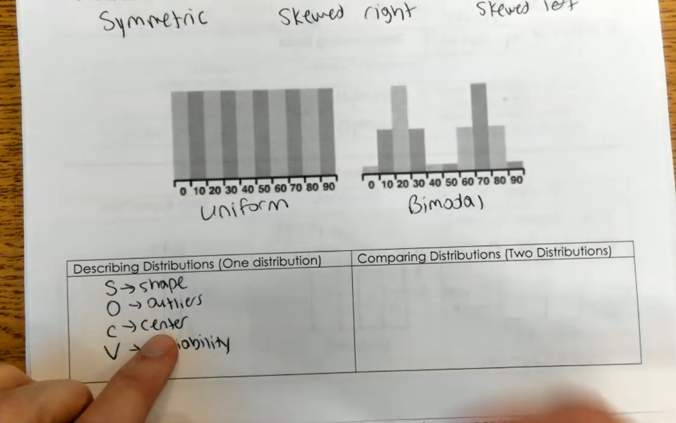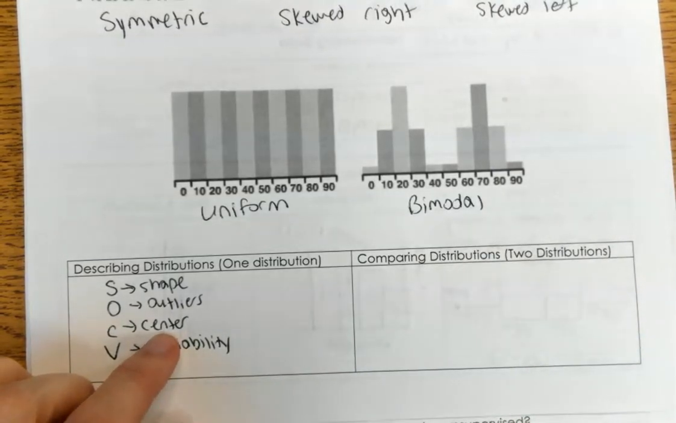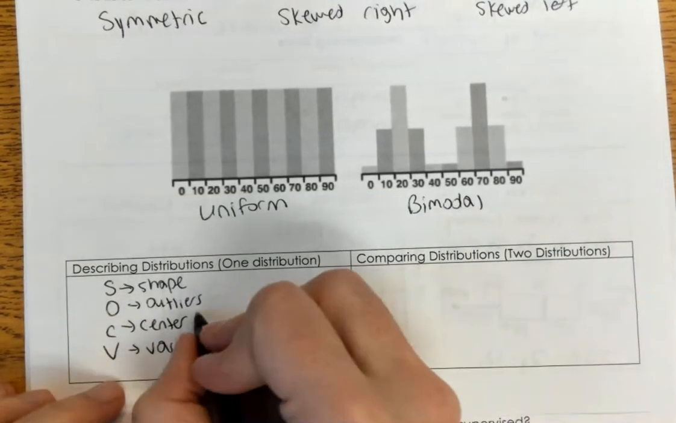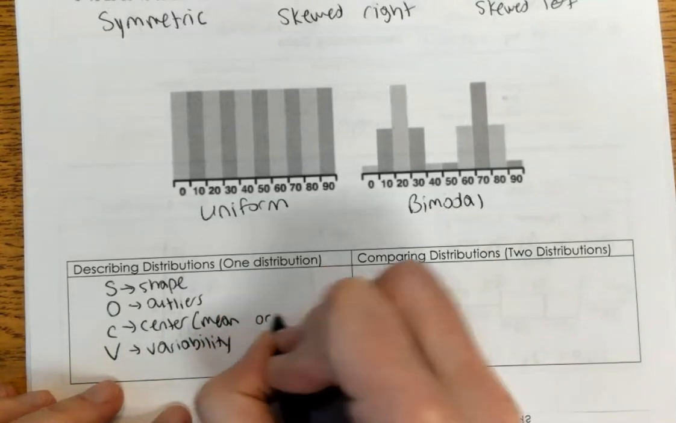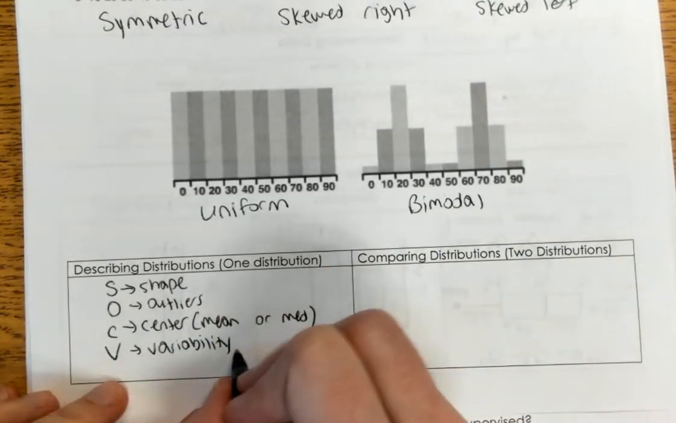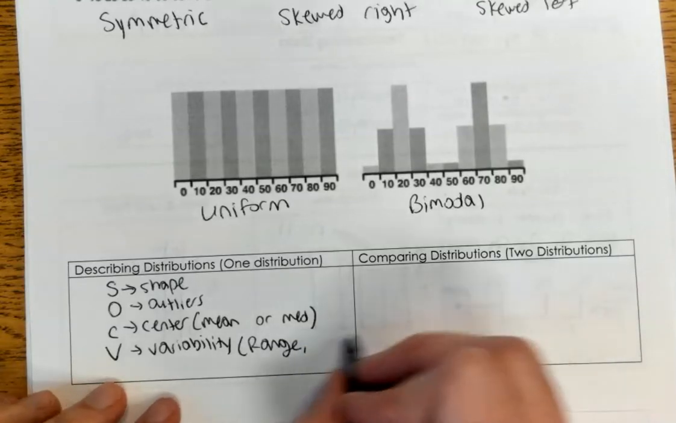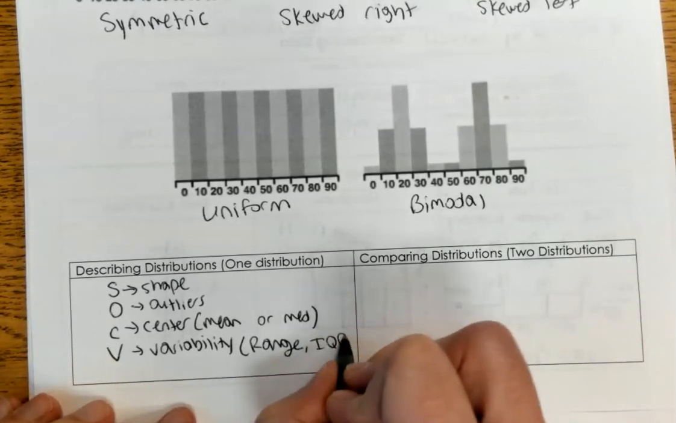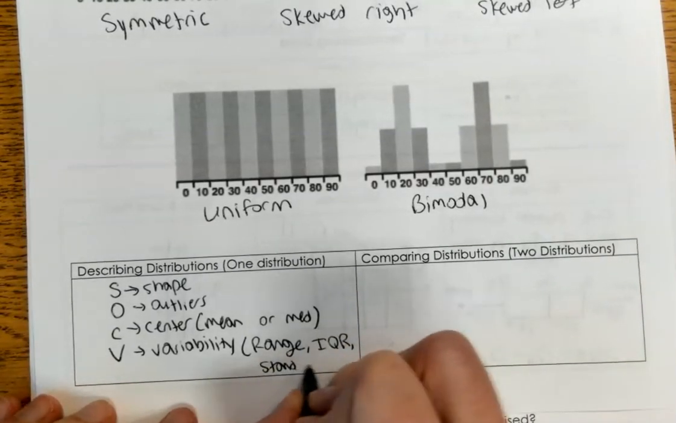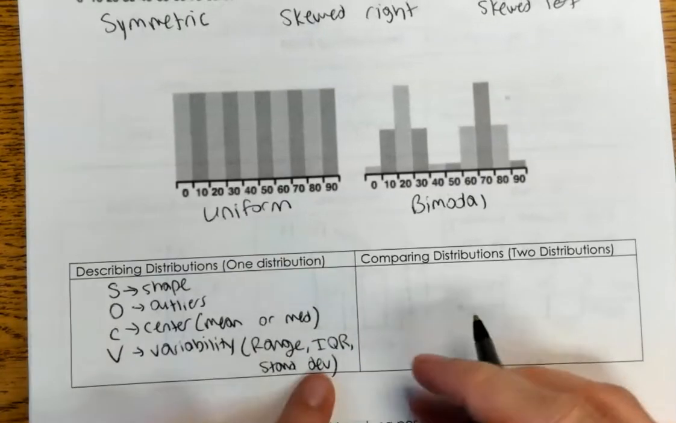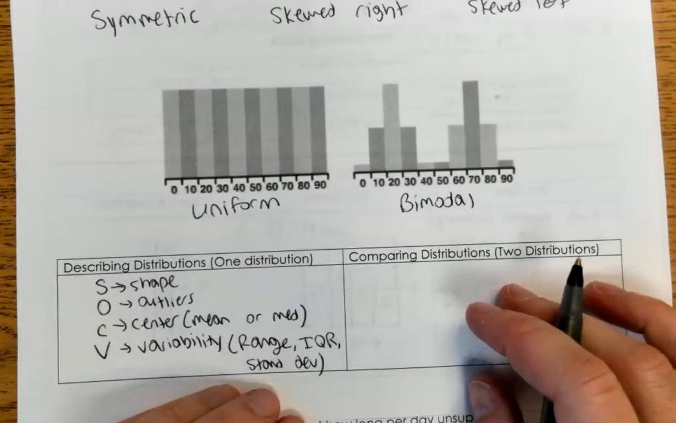C is your measure of center. So you're going to just note what the measure of center is, and you can use the mean or the median, whatever they give you. And then with variability, you're going to reference one statistic of variability, whether that's the range, the IQR, or the standard deviation. Just use what they give you and mention that's the distribution variability.